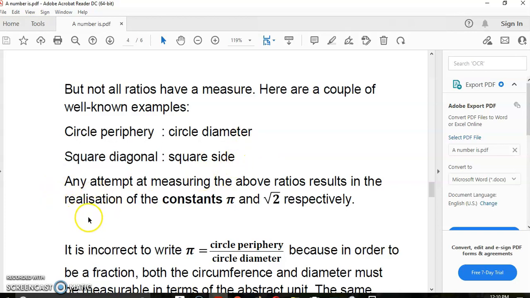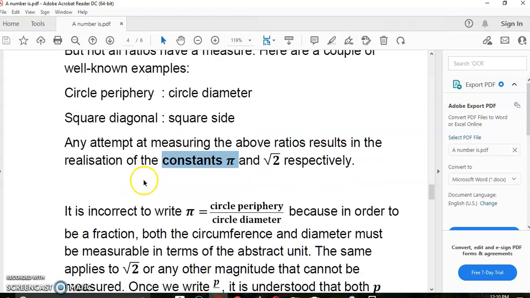Neither of those are numbers, because any attempt at measuring the above ratios results in the realizations of the constants pi and root 2. And the constant does not mean it's a number. It means that anytime you try to measure it, you'll get the same result, the same approximate rational number, which is not the number itself, but only a partial measure.